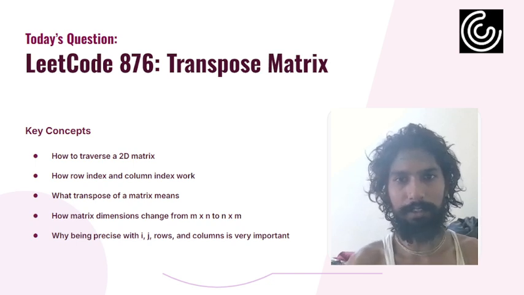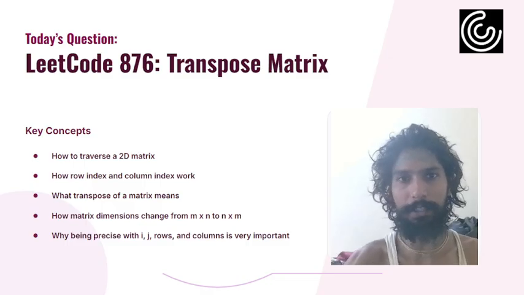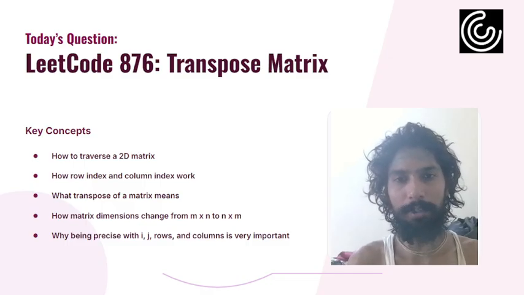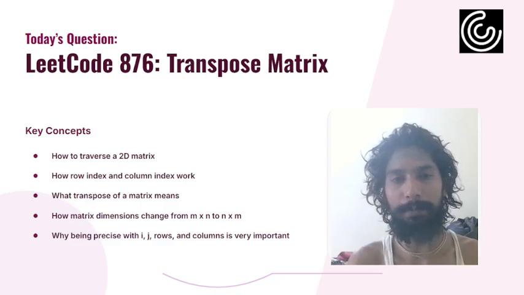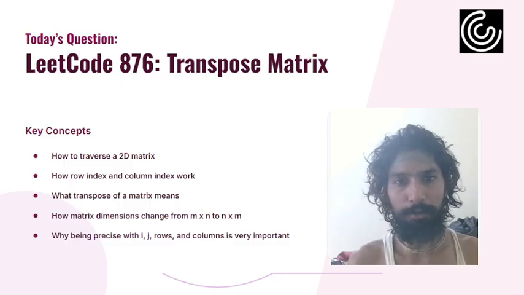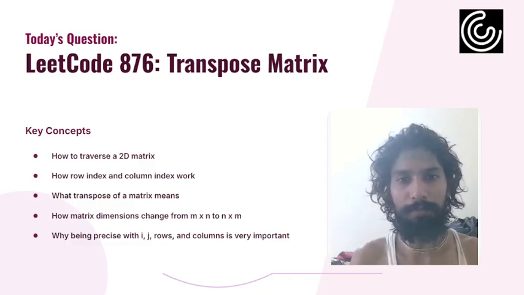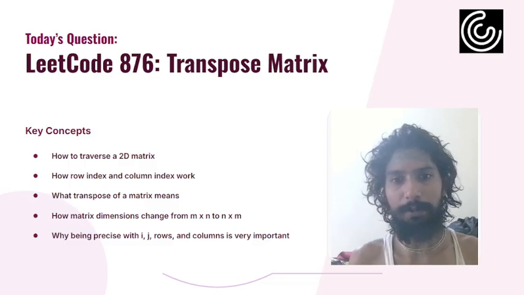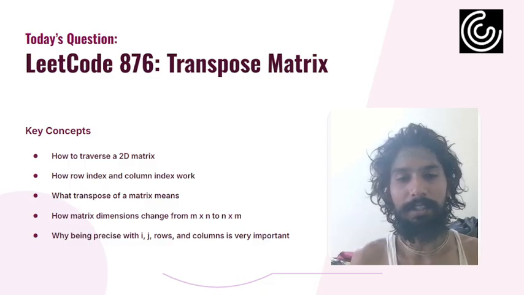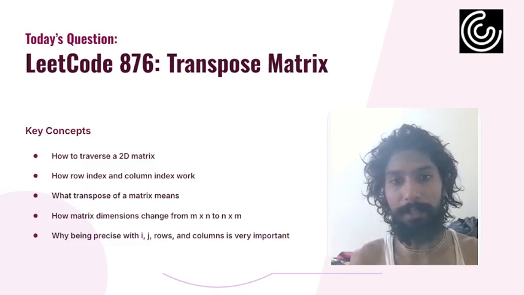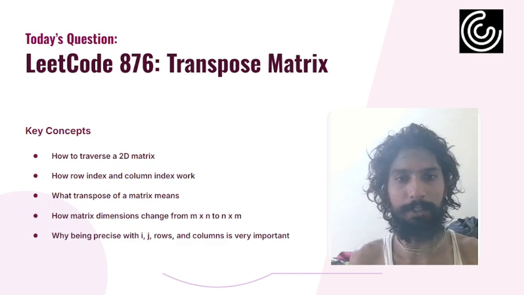Today we are solving LeetCode 867 Transpose Matrix. This is an easy problem but it teaches a very important matrix concept. In this problem we will learn 5 DSA concepts: how to traverse a 2D matrix, how row index and column index work, what transpose of a matrix means, how matrix dimensions change from m cross n to n cross m, and why being precise with i, j, rows and columns is very important. Let us understand the problem first.